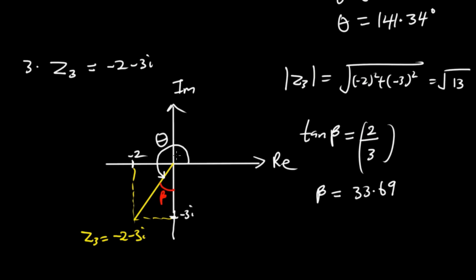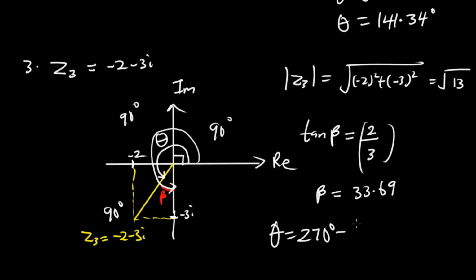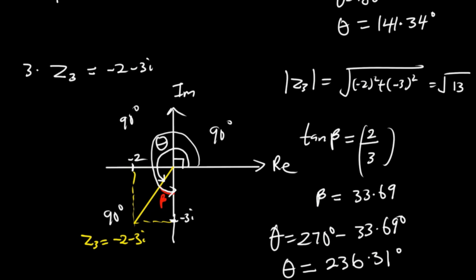Initially, don't forget that this angle is 90 degrees. This angle must be 90 degrees also, and this angle must be 90 degrees. So if you sum all these together, you must have 270 degrees. Therefore, subtracting our beta from 270 degrees, we get the angle theta. So theta equals 270 degrees minus 33.69 degrees, and this gives us theta equal to 236.31 degrees. So this is the argument of this complex number, 236.31 degrees.